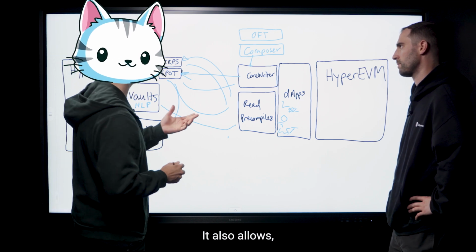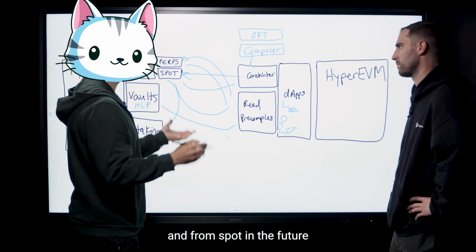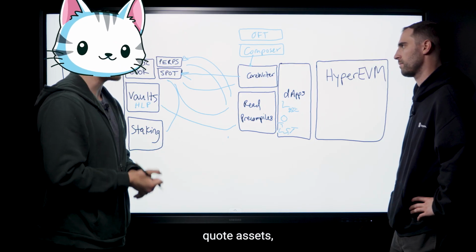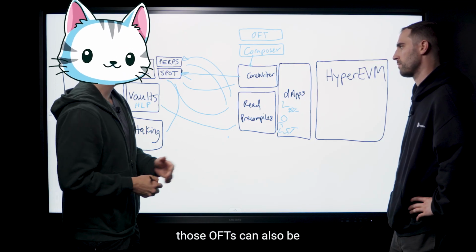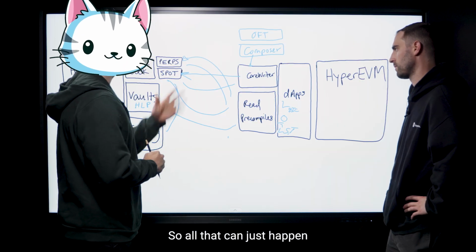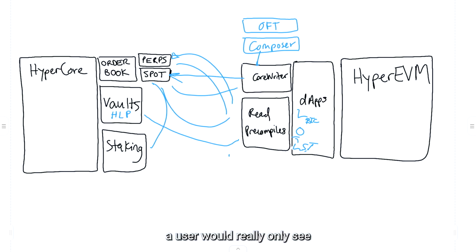With OFT, it also allows all these other assets to move to and from spot. In the future, if there are different markets with perps, with HIP3, and they have different quote assets, those OFTs can also be sent directly there to the different HIP3 markets. So all that can just happen seamlessly. And on the front end, a user would really only see that they deposited and it went to the correct place where they wanted to have it.